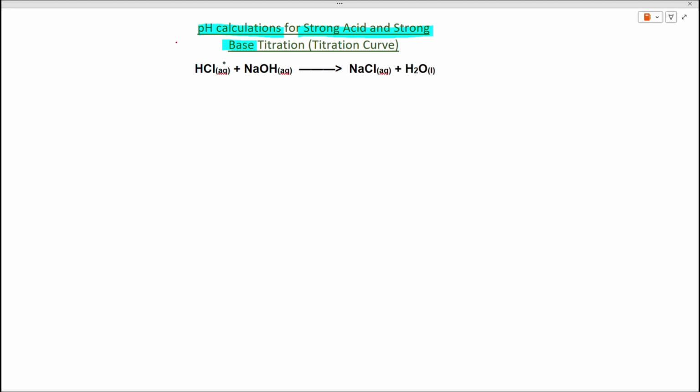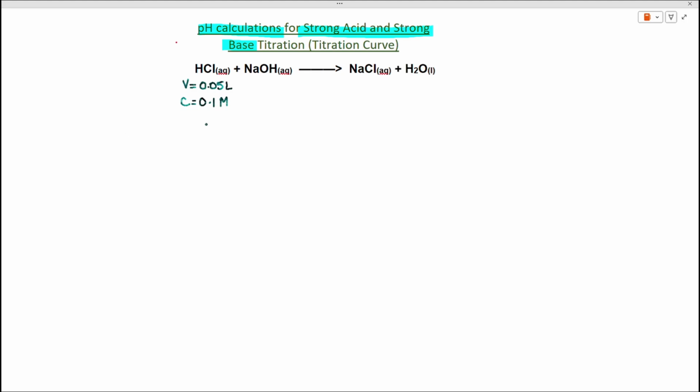So we are taking up a question where we have a strong acid, which is hydrochloric acid, reacting with a strong base, which is NaOH. We are taking the volume of HCl as 50 ml. 50 ml means 0.05 liters. And the concentration of HCl, we are taking it as 0.1 moles per liter, which is molar. Now, we are going to do a step-by-step process.